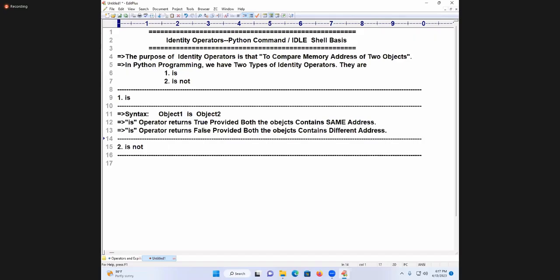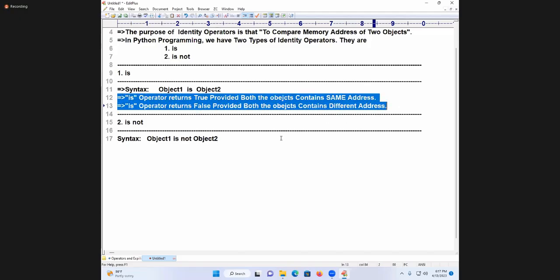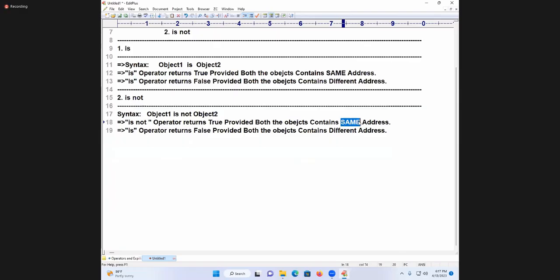Next, I am going to tell you one more thing, called is not. What is the syntax? Object 1 is not object 2. Just opposite to that. The is not operator returns true provided both the objects contain different addresses. The is not operator returns false provided both the objects contain the same address.